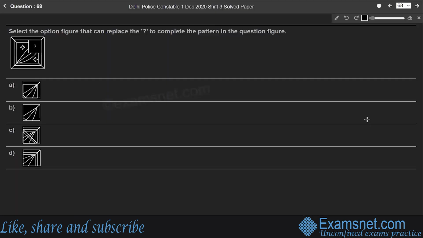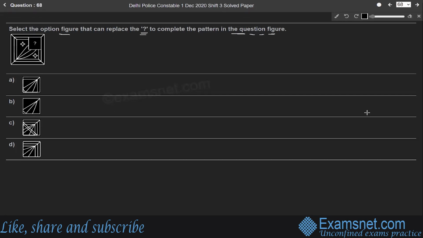Question 68. Select the option figure that can replace the question mark to complete the pattern in the question figure. The question figure is like this. Let us complete the figure. The horizontal line goes up to the corner, and draw a vertical line. Then a second horizontal line and a vertical line like this. Extend this line until it touches the corner, and extend this line which passes through all three corners: first corner, second corner and third corner. And the next line touches the corner like this, and this part. So this completes the given figure.